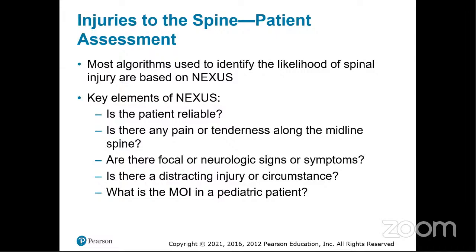What is the MOI in a pediatric patient? A lot of the times they can take a harder hit than you and I can, but we're going to look at that with them. Was it a 70-mile-an-hour head-on? Was it fell off the swing set? Anyway, look at those two with a child.